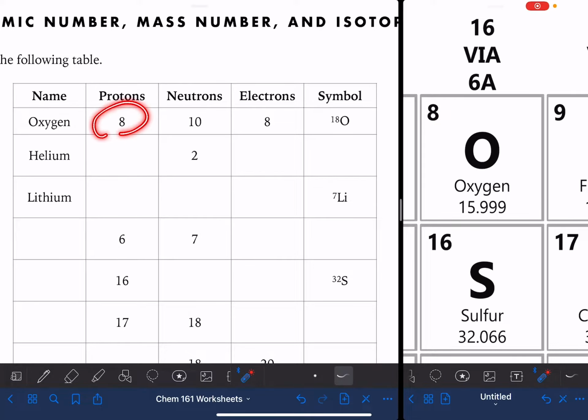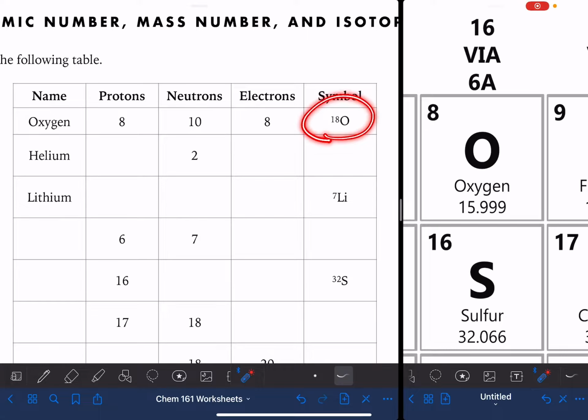Now, the number of protons is always equal to the number of electrons for any atom. So these two numbers are always going to be exactly the same. This number of neutrons is a number that's not given to us anywhere on the periodic table, so we're not going to be able to look at the periodic table to come up with this number.